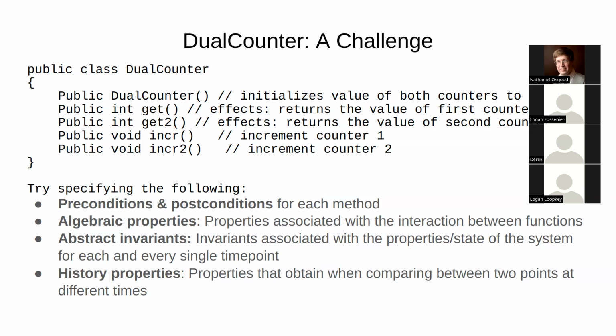For history, the value of each counter can't decrease over time. That's right. You can't compare between the two counters. That's exactly right. So if we compare time point 1 and we do get and get2, whatever values we get for those, call them S and T, right?